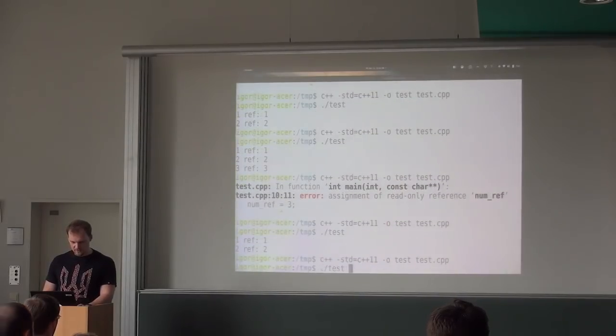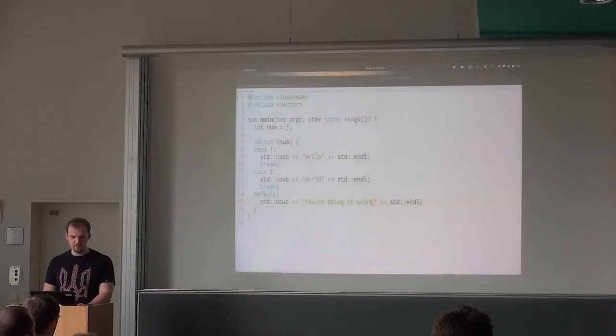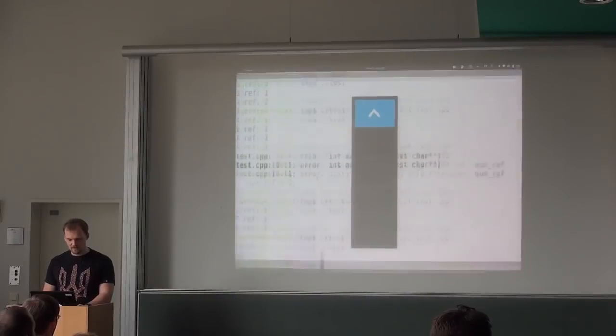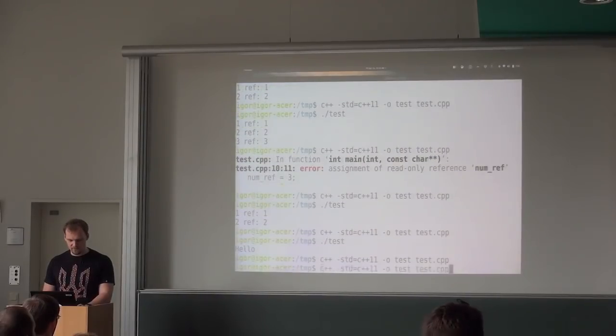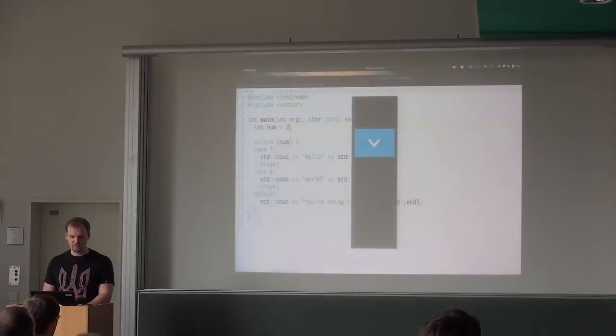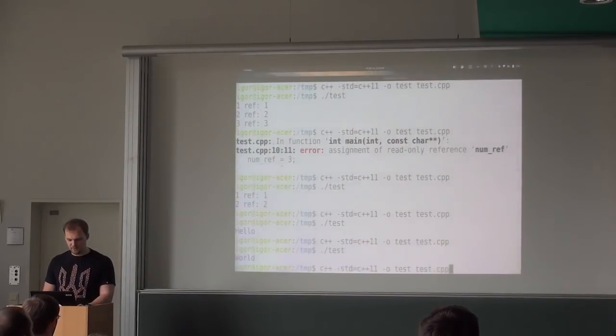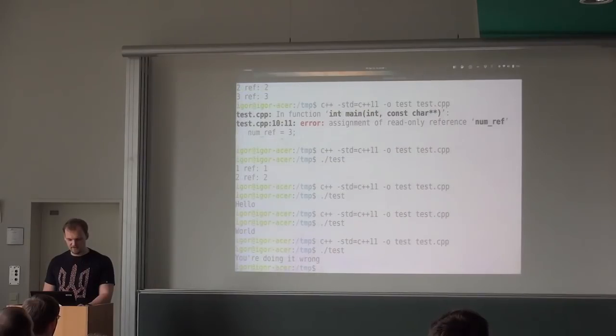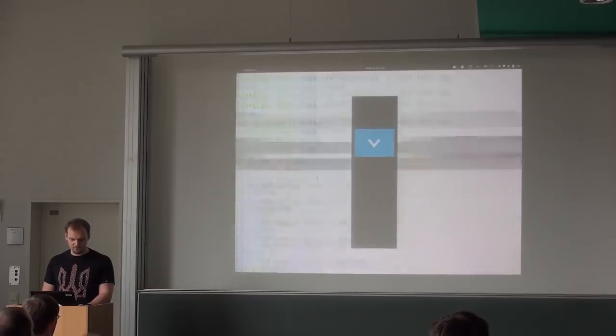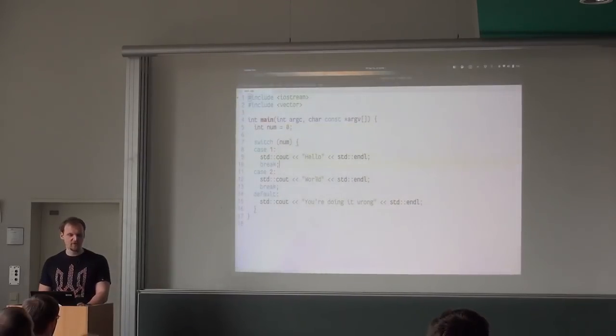So if we compile this now and we run it, it will print hello because the num is 1. If we change the number to 2, we can compile it, we can run it, it will print world as expected, and if it's going to be any other number than these, it will go to the default case and it will print the default case. So that's fairly simple.